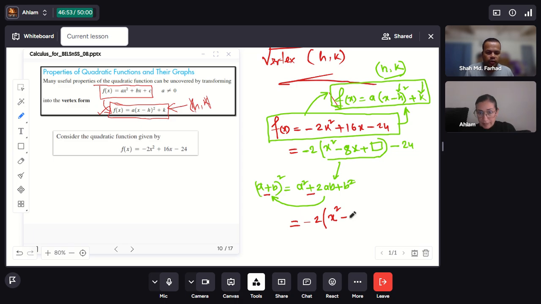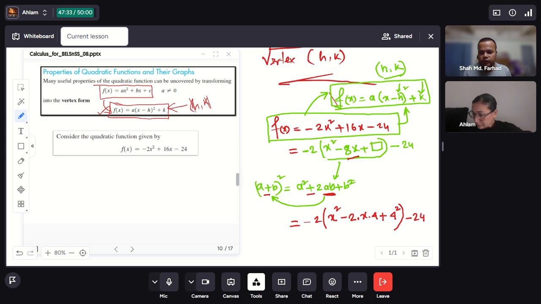That is x square negative 2ab, right? Here we have to convert 8x into 2ab. That means here a is x, then multiplied by 4, right? So we are getting here 8x. Now we have to put 4 square here, and then negative 24.